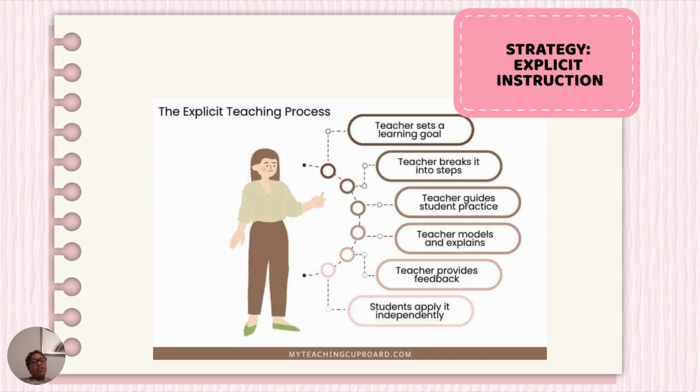And five, the teacher is going to provide feedback. And then six, students apply that independently. So let's take, for example, an athletic girls basketball practice, where we may want to learn reverse layups. The coach will start out by saying, today we're going to talk about and learn reverse layups.